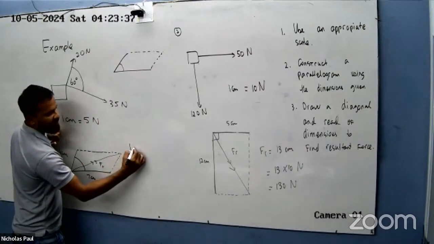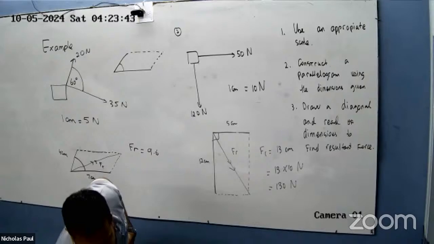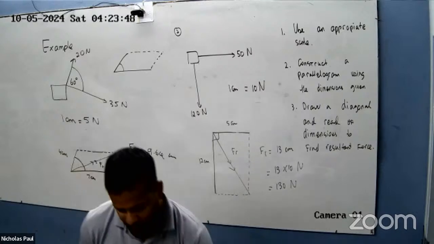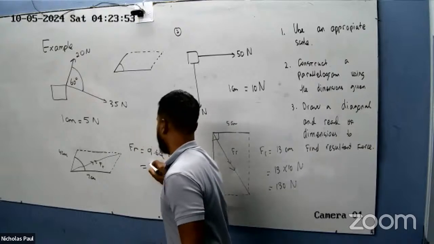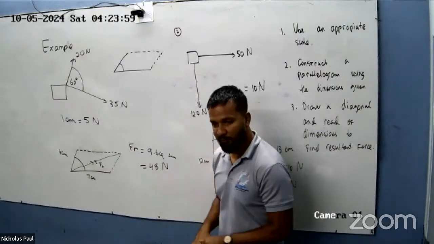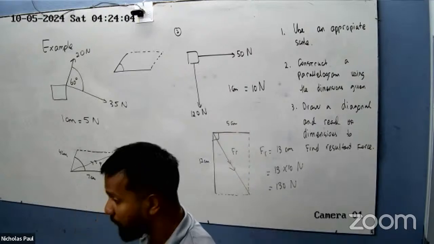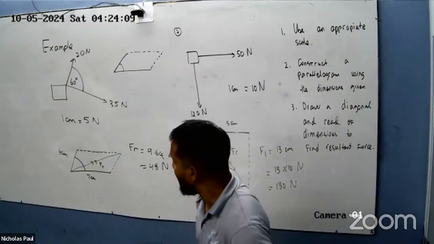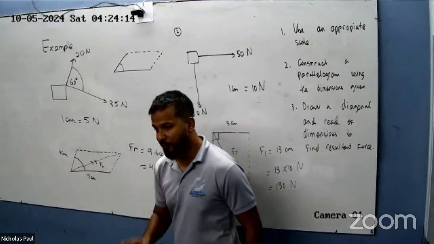So the exact value for the resultant force is 9.64. So on average, when you multiply that by 5, that should be about 48 newtons. So I'll take anything from 46 to 50. Okay with that? So that's the way you find resultant force. And once you do this, the diagonal is always the resultant force and the direction.